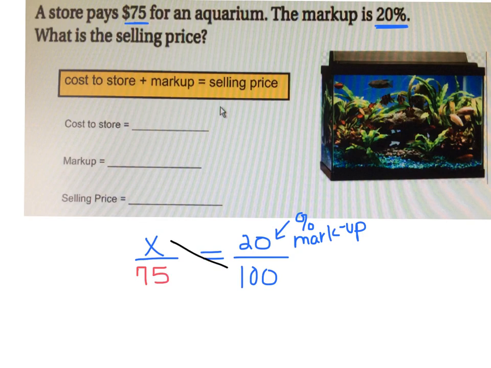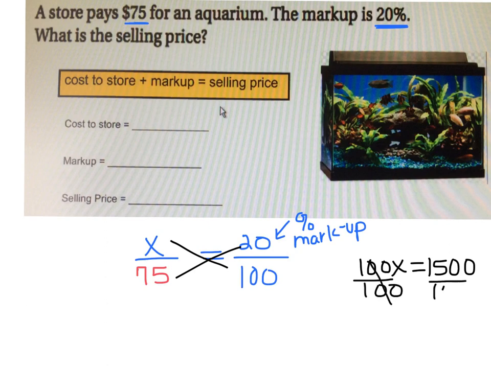I'm going to cross multiply. I get 100X equals 75 times 20, which is 1,500. I'm going to divide by 100 on both sides, and I end up with X equals 15.